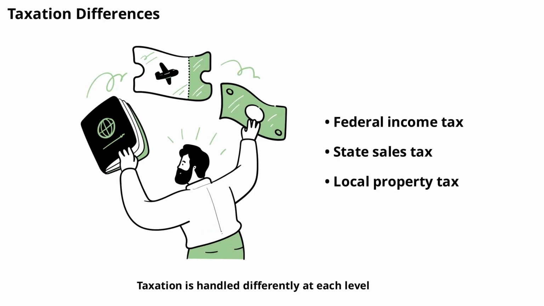Taxation is handled differently at each level. The federal government collects income and payroll taxes. States may collect income, sales, or excise taxes, and local governments often rely on property taxes. These funds are used to provide services and infrastructure at each level, reflecting the priorities of each government.